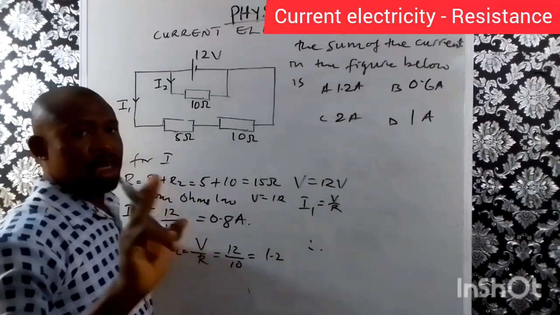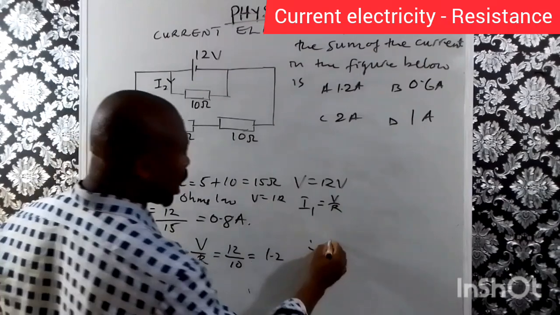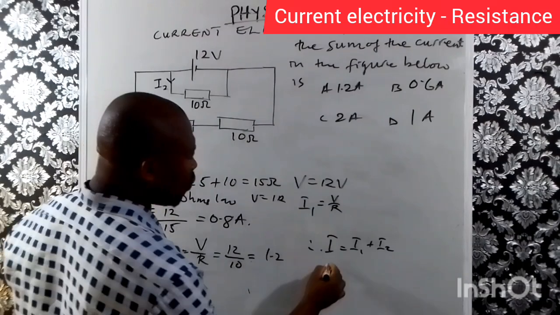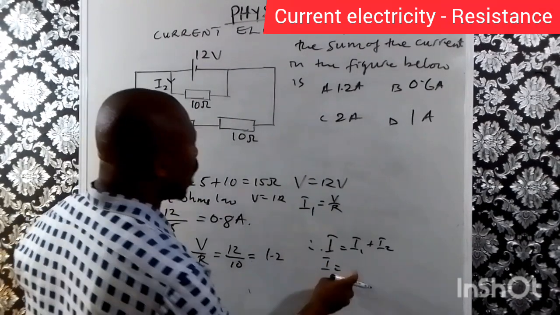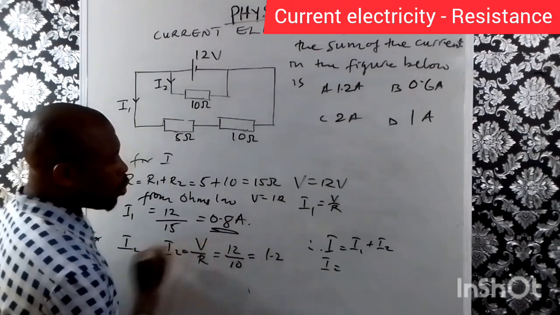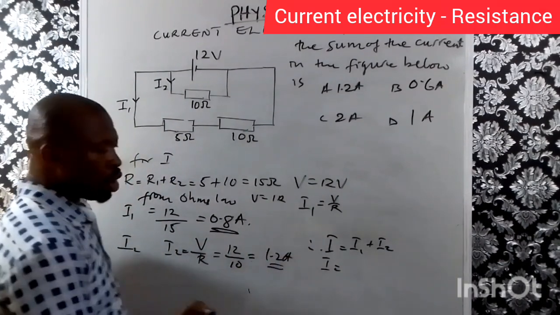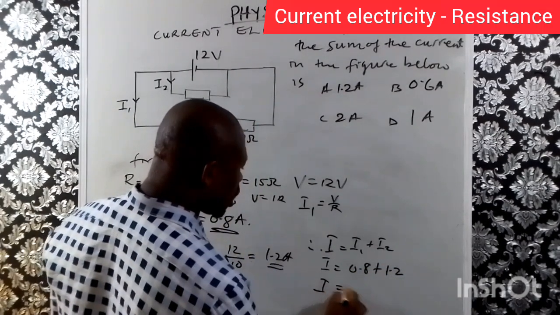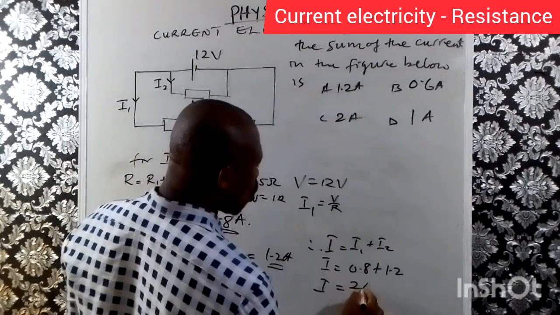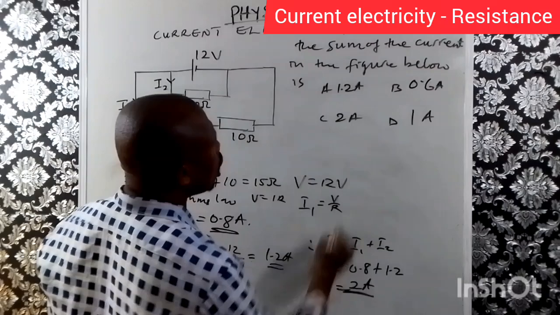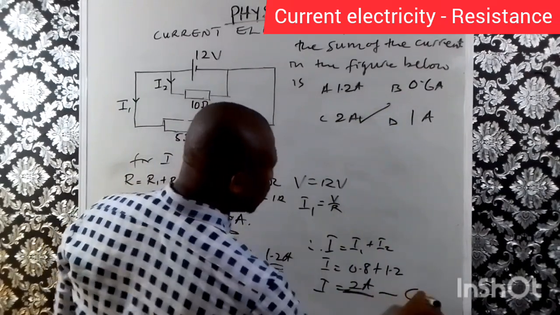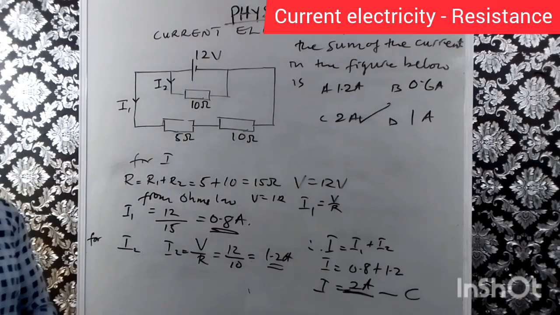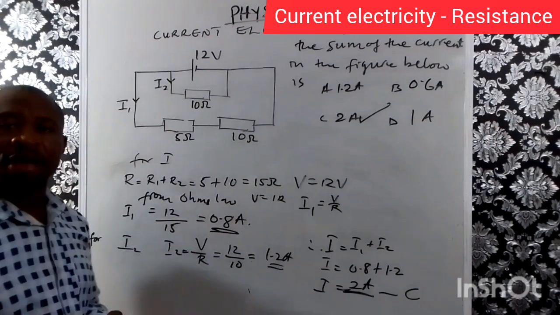Therefore, the total current in the circuit is I1 plus I2, which is 0.8 ampere plus 1.2 ampere. Therefore, the current in the circuit is 2 ampere. And of course, this is option C. Option C is the right answer option.